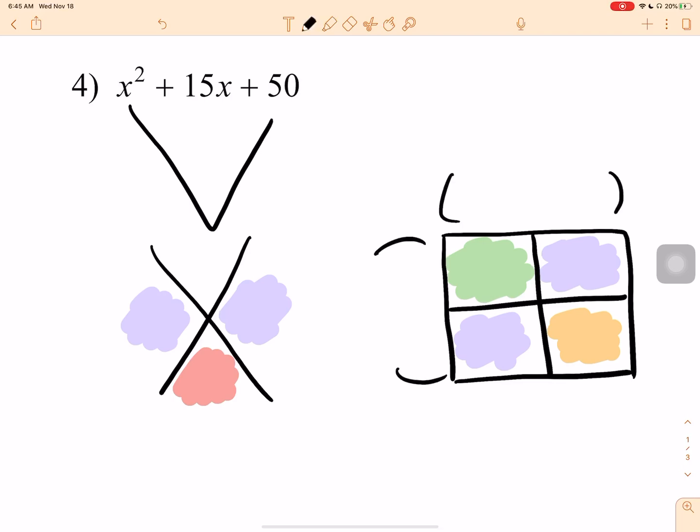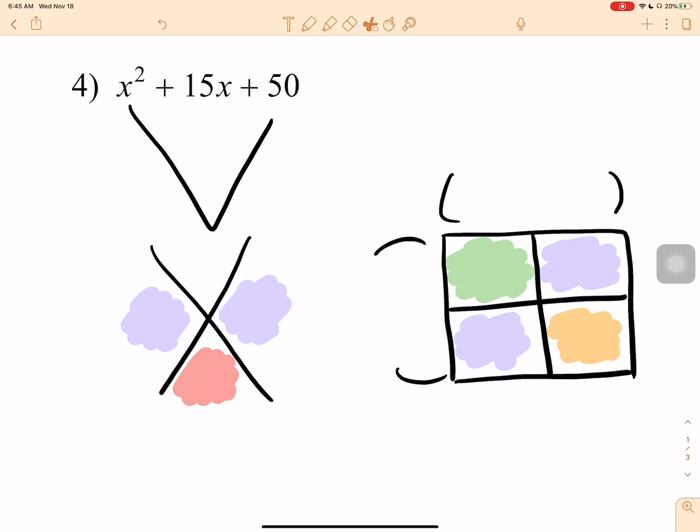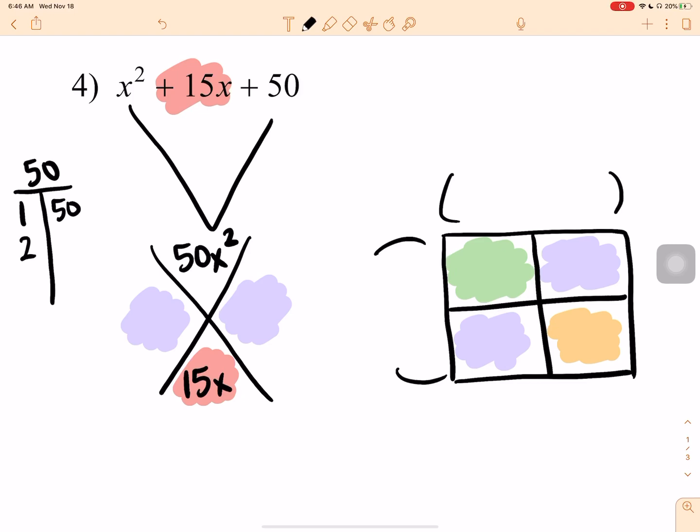All right, so this is just my setup with my colors and stuff. So let me go ahead and copy that. Okay, so x squared times 50 is 50x squared. And then the bottom needs to be that 15x. So I have to look, some of you already know it, but I'm going to go through the motions of finding all the factors of 50. 1 times 50, 2 times 25, 3 does not go into 50, 4 does not, but 5 does, 5 and 10.